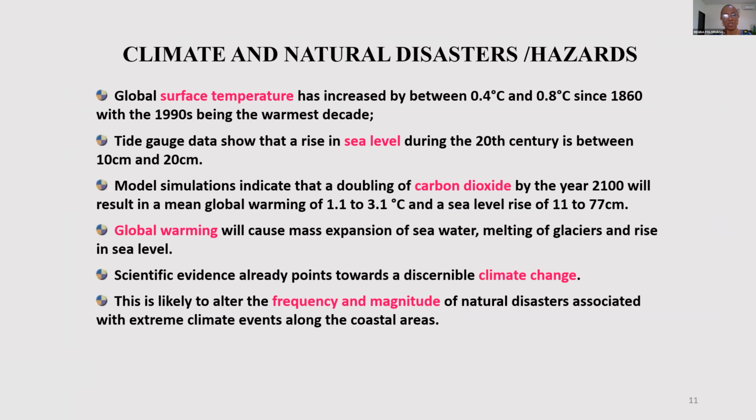Now, with climate and natural disaster hazards, global sea surface temperatures have increased. Tide gauge data shows a rise in sea level. Model simulations indicate that a doubling of carbon dioxide by the year 2100 will result in mean global warming. Global warming will cause mass expansion of seawater, melting glaciers, and a rise in sea level. Scientific evidence already points towards discernible climate change. This is likely to alter the frequency and magnitude of natural disasters and hazards.